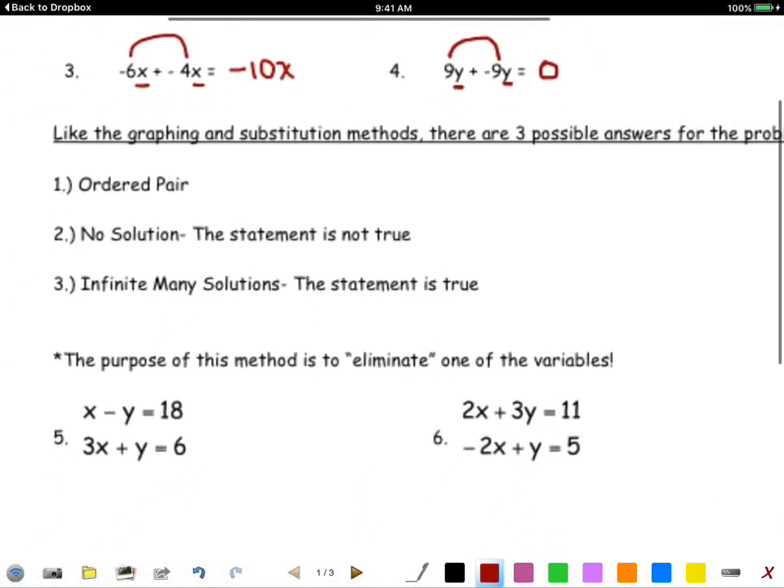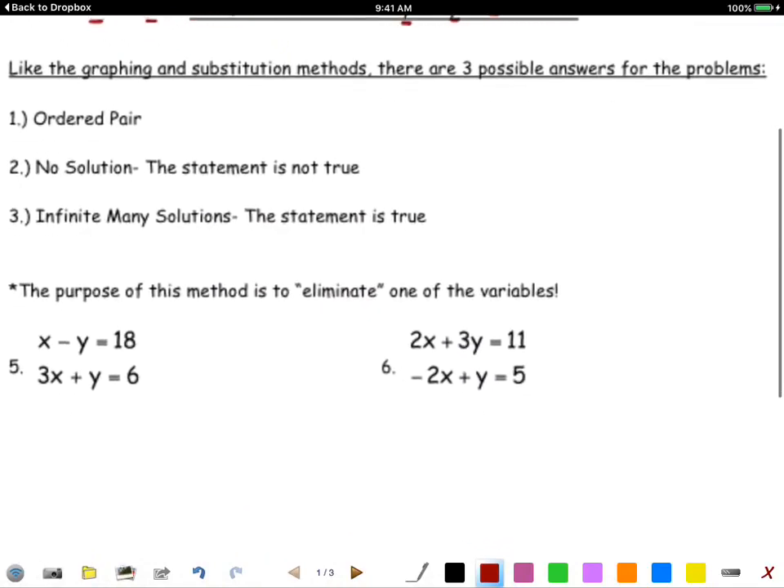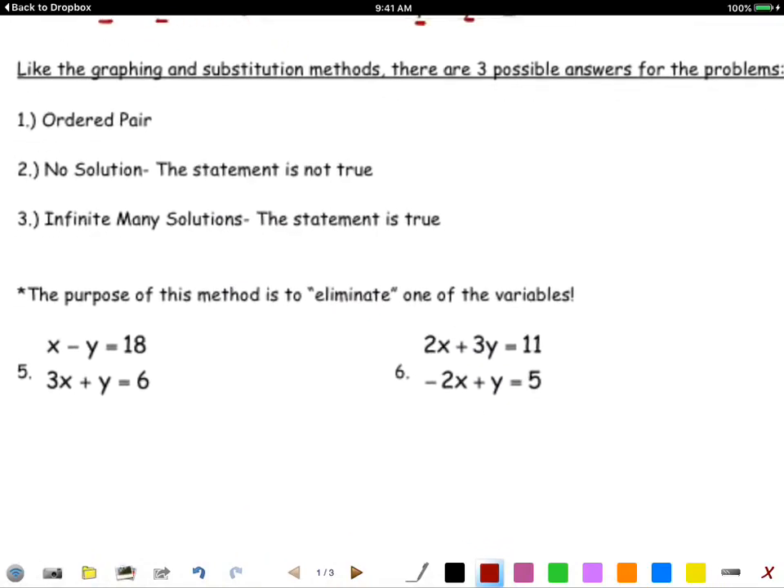So if you recall, when we were solving systems of equations, we did some where we had to graph and see where the lines cross. We also solved systems of equations where we had to use the substitution method. And now you're going to learn the elimination method. When you are doing this, you can get an ordered pair, you can get no solution, or you can get infinitely many solutions. The purpose of this method is to eliminate one of the variables.